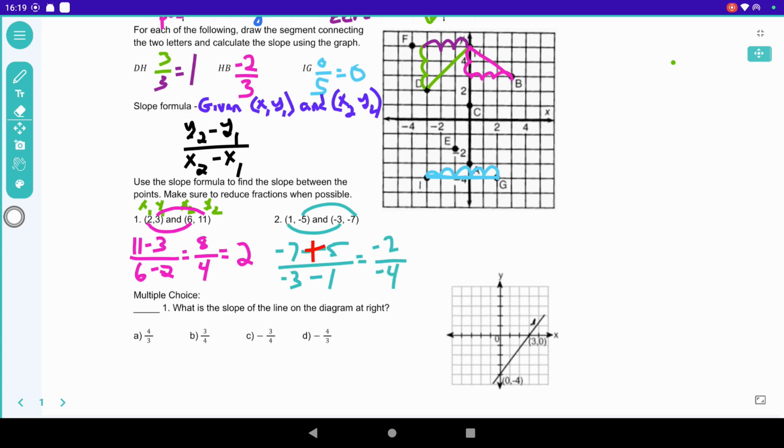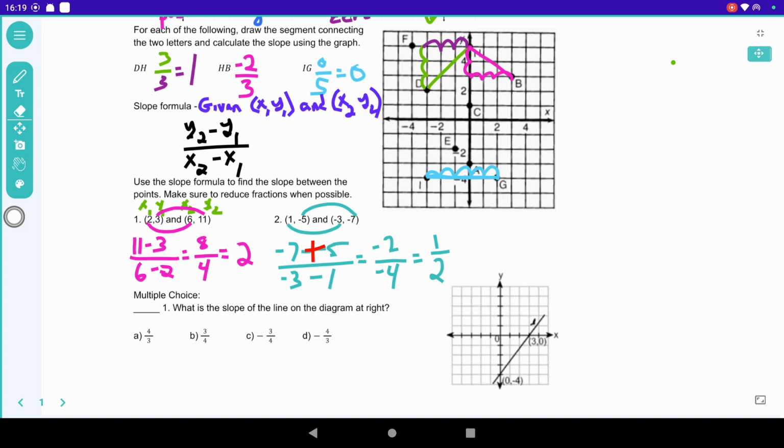If you struggle with these, think about temperature. If it's negative 7 degrees and it goes up, it rises 5 degrees, it's now negative 2. If it's negative 3 degrees and it drops, because we subtract a degree, if it drops a degree, it's now negative 4. Negative 2 over negative 4, negative over negative becomes positive. 2 over 4 is 1/2.